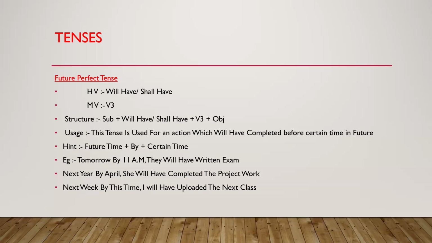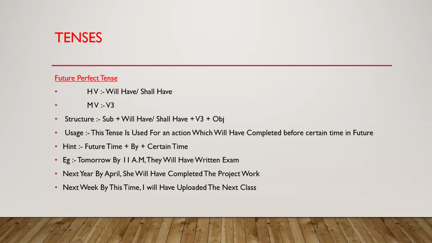Now, let's see the future perfect tense. Here, future perfect tense will have the helping verb will have or shall have, and in perfect tense, the main verb is only V3. The structure is subject plus will have or shall have plus V3 plus object. This tense is used for an action which will have completed before certain time in future.